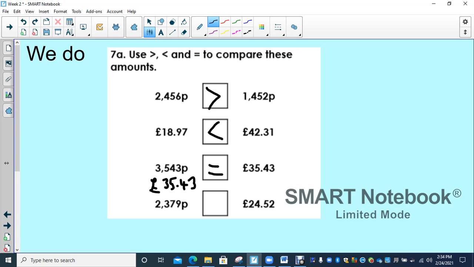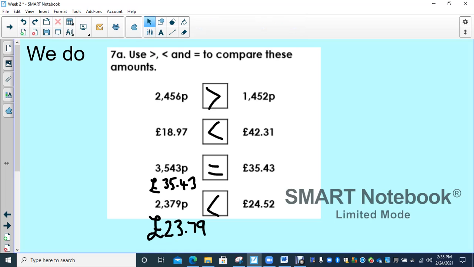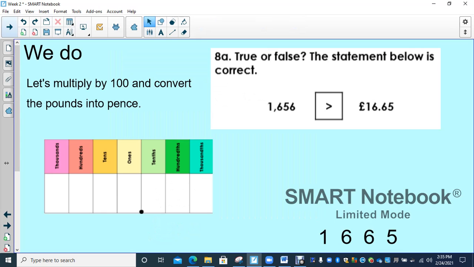Lastly, we're converting again. Use that place value chart if you need to. I know that 2,379 pence is £23.79 when converted into pounds and pence. So therefore, £23.79 is less than £24.52. If you've got those correct, give yourselves a tick and join me for the next.